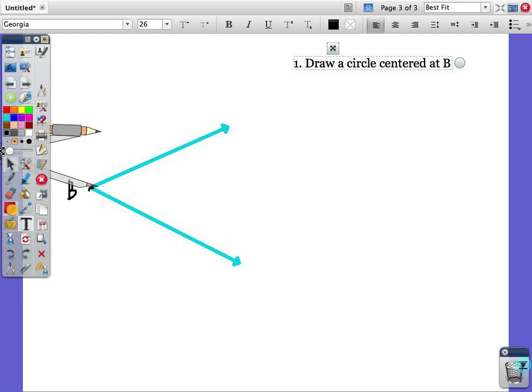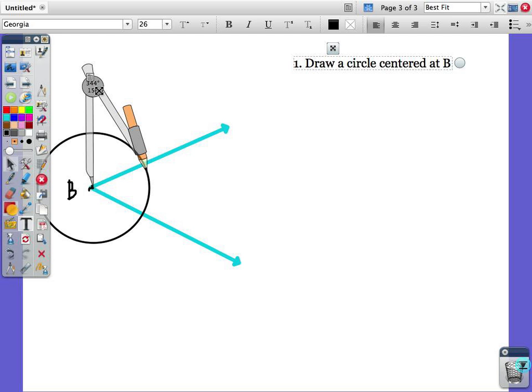Alright, Dakota says it doesn't matter because it's a ray. You're totally messing up. I'm not messing up. Alright, there's the circle centered at B.